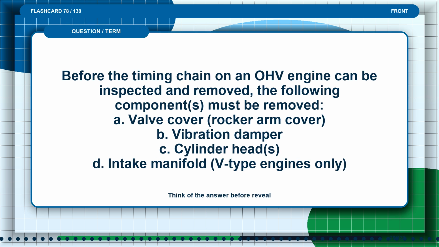Flashcard 78. Before the timing chain on an OHV engine can be inspected and removed, the following components must be removed. A, valve cover, rocker arm cover. B, vibration damper. C, cylinder head. D, intake manifold, V-type engines only. Pause and think of the answer before the reveal.